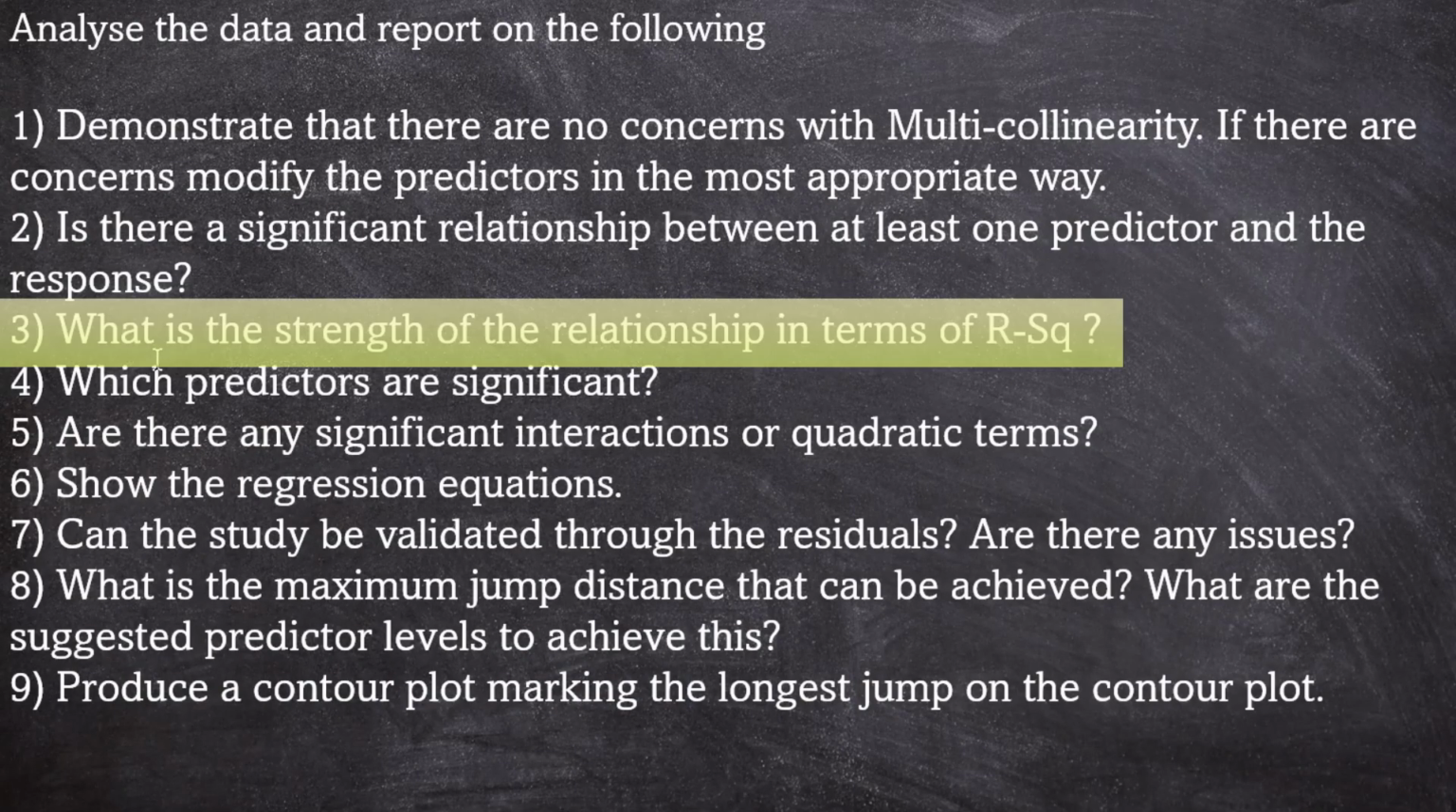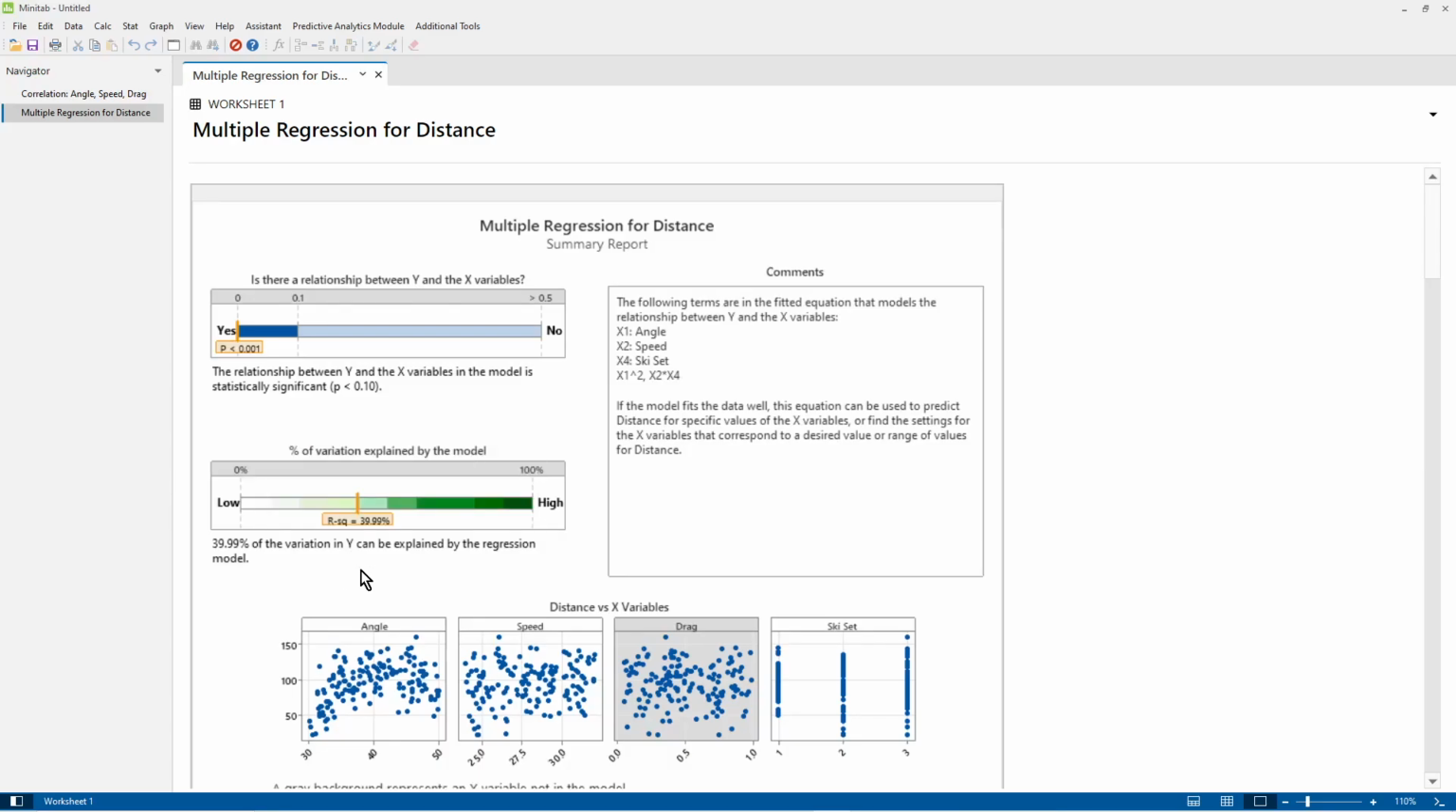So we're on to number 3. What is the strength of the relationship in terms of R squared? So the R squared for this study is 39.99. So that's the amount of variation within the response that can be explained by changes in the predictors.